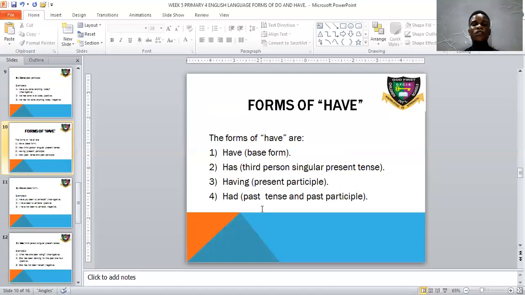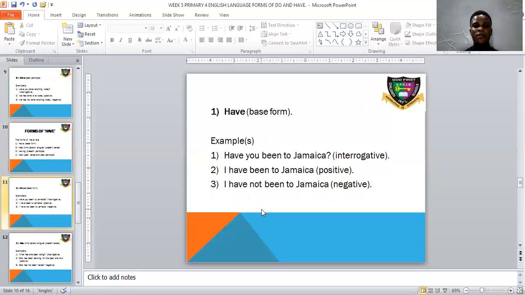Now, let's look into examples of each of these forms. The first one is have, which is the base form. Examples of have: Have you been to Jamaica? That's the question. I'm asking you now categorically. Have you been to Jamaica? No. Most of you have not been to Jamaica before, right? Now, the question is, have you been to Jamaica?